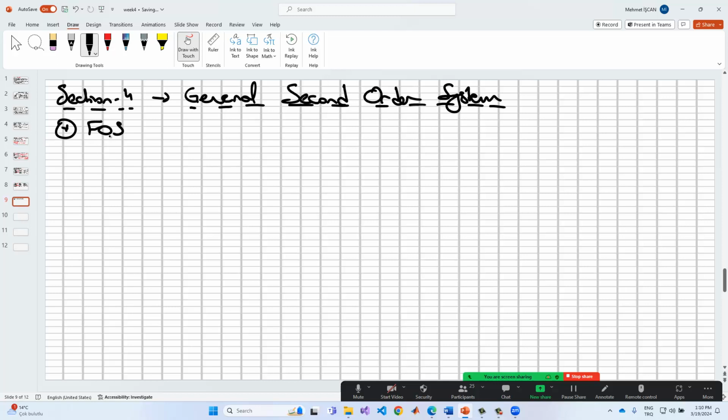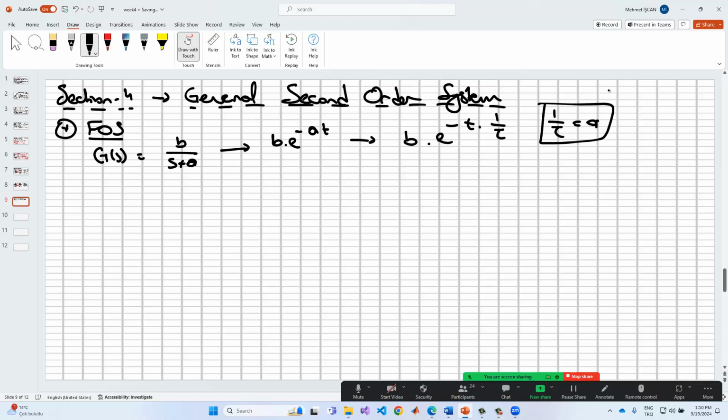And so the first order system yields G(s) equal to b divided by s plus a, right? And so this generates b e^(-at), or this creates b times e^(-t/T), where 1 divided by T is equal to a, right? This is the general solution for the first order system, okay? And so, how can we define the second order one?